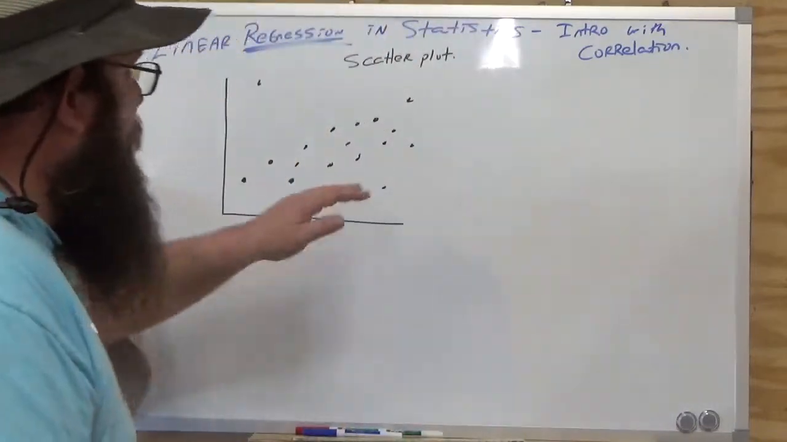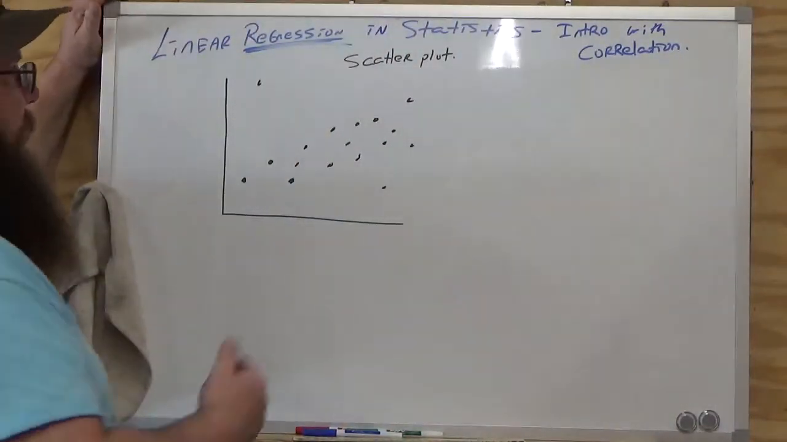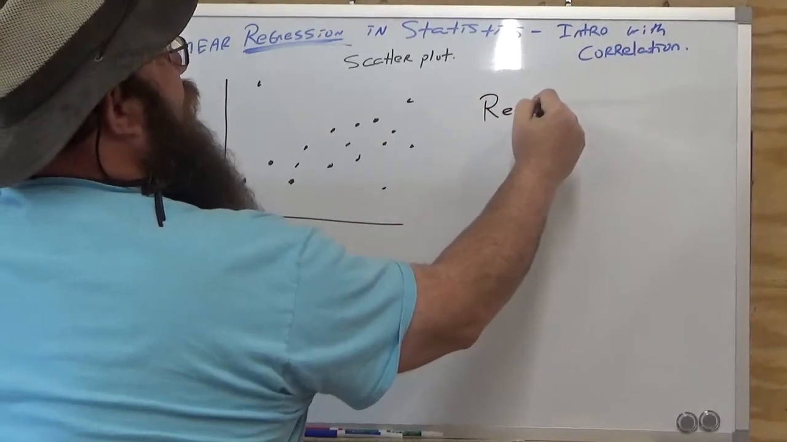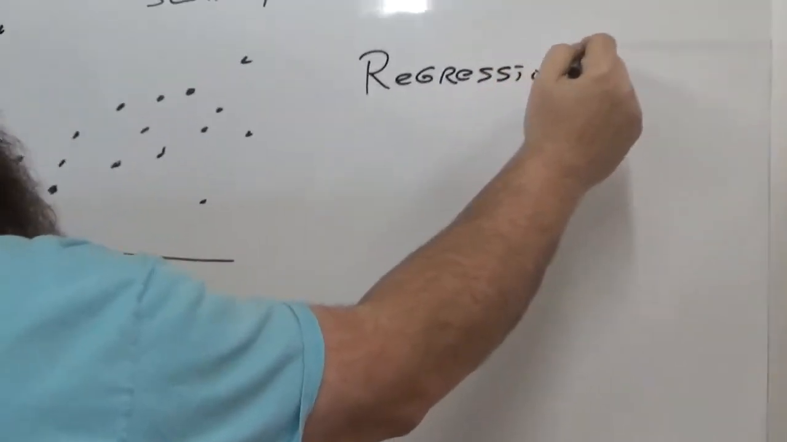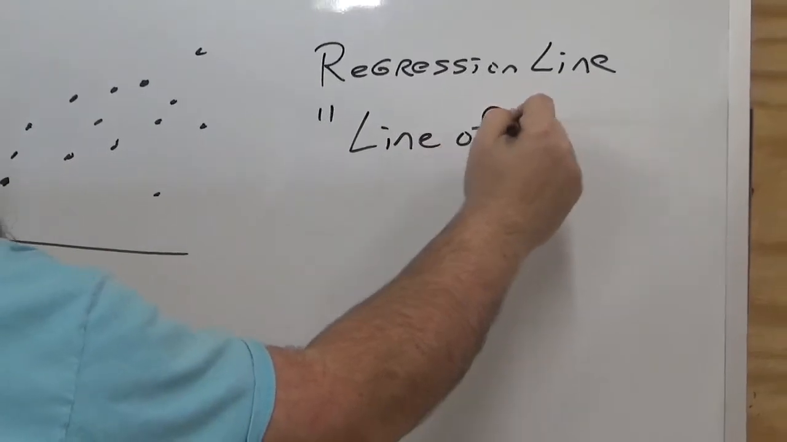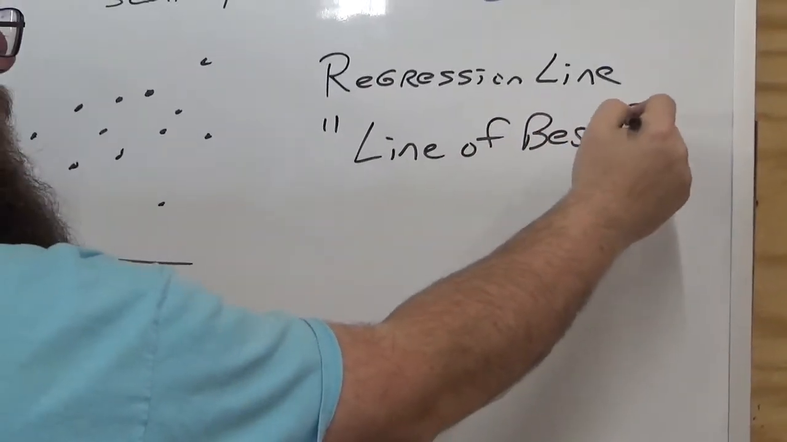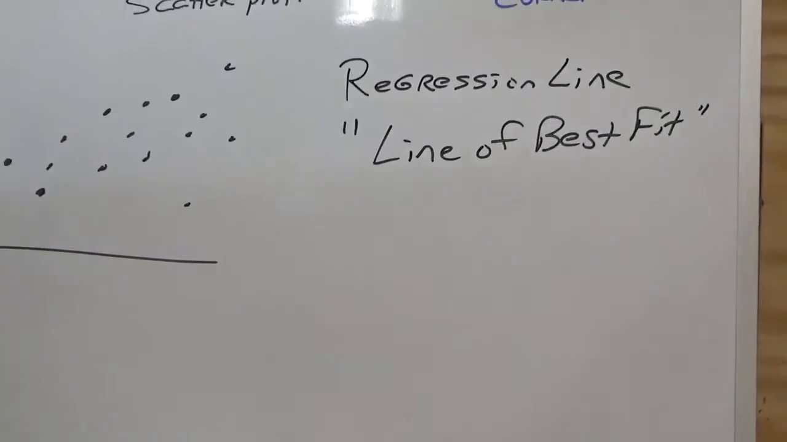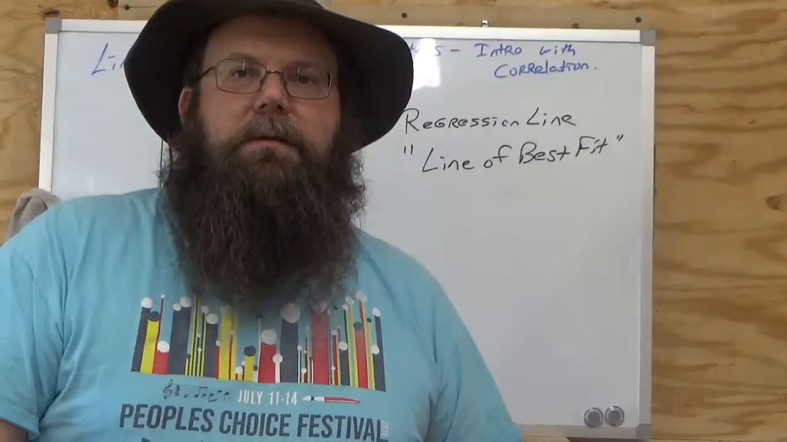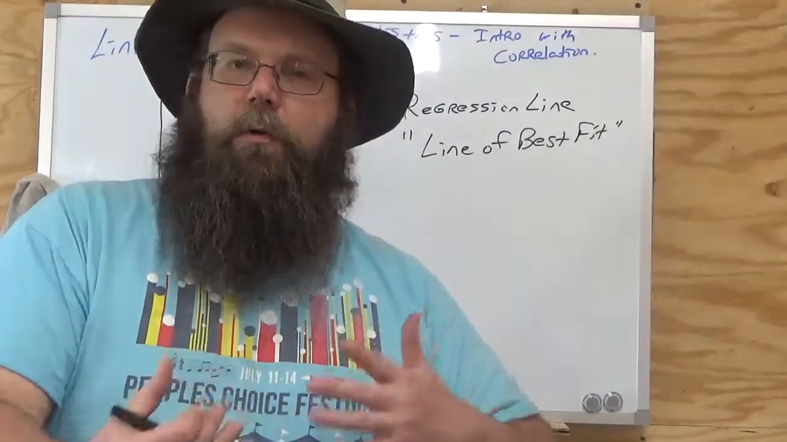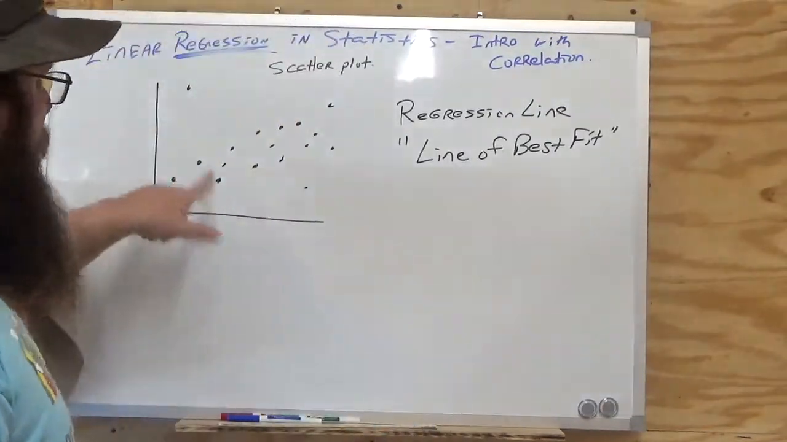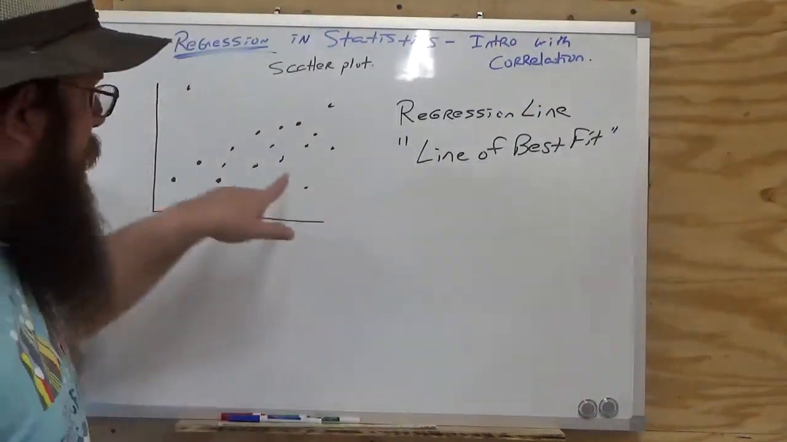So anyway, here's a scatter plot. What is a regression line? We call it now a regression line. You learned it in algebra as the line of best fit. Okay, the line of best fit. Why the word regression? Well, regression means we're going to regress. Regress means we go backwards. So what we're doing here is we're going to take all these dots, which are ordered pairs.